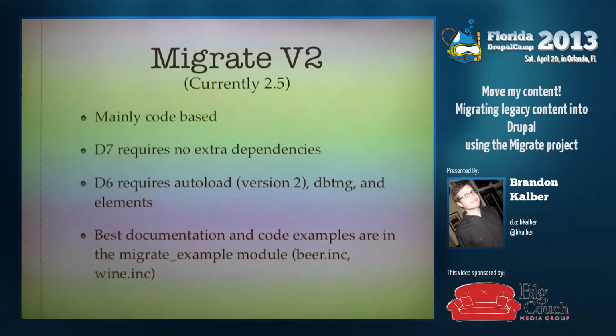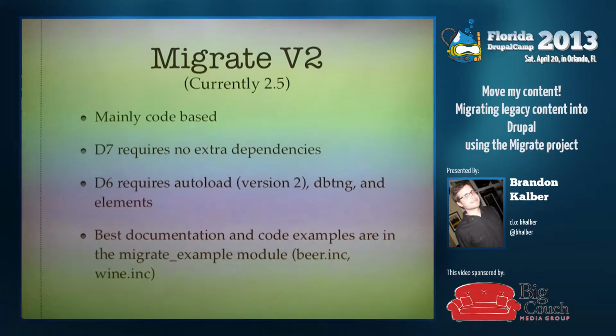The Drupal 7 version doesn't have any dependencies, so you can just enable it, read up on the documentation, and start rolling. If you want to use it for Drupal 6, it does require the autoload module, dbtng, and elements. I haven't used it for Drupal 6 personally, but most of anything we talk about is going to be for Drupal 7, and I think that'll apply for the D6 version as well.